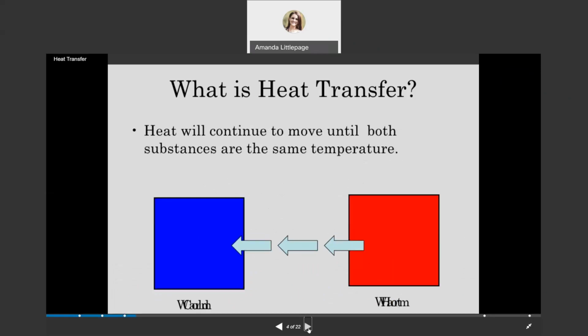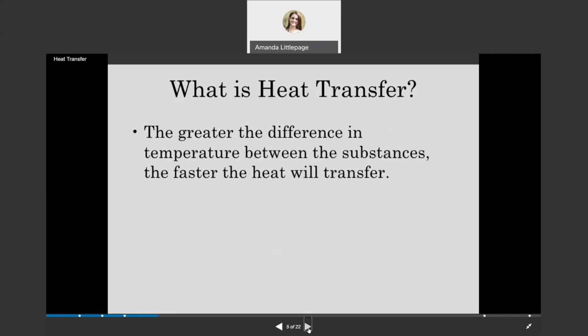What about heat transfer? Why does it continue to happen? How long will it happen? Well, it's going to continue to happen until equilibrium is met, or until both objects have the same temperature. So it will continue to do that until they have reached the same amount of thermal energy. The greater the difference in temperature, the faster the heat transfer will occur.